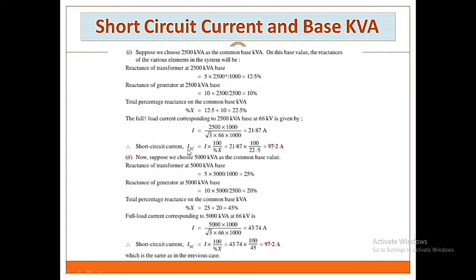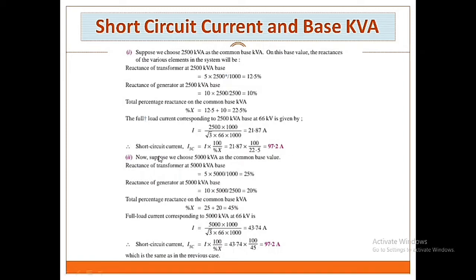So what is short circuit current? The formula is full load current into 100 by percentage reactance. So put the value of full load current and put the value of percentage reactance, we get the short circuit current equal to 97.2 ampere.